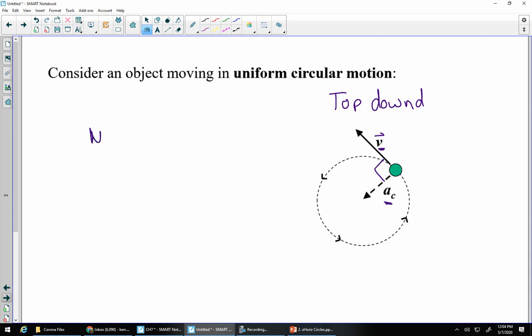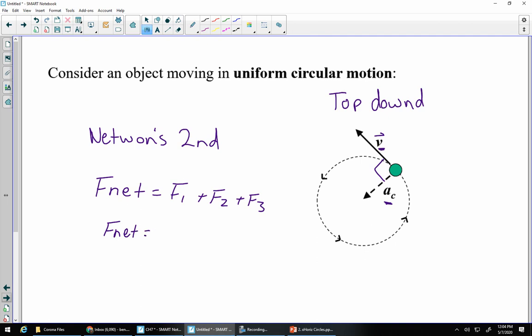So Newton's second law tells us a couple things. It tells us that the net force always needs to be in the same direction as the acceleration. Cool, so that's not bad. And it also tells us that the net force is the sum of all forces, so F1 plus F2 plus F3. And then finally, it tells us that the net force is the product of mass and acceleration. And even from that, we can get that acceleration and net force need to be in the same direction.